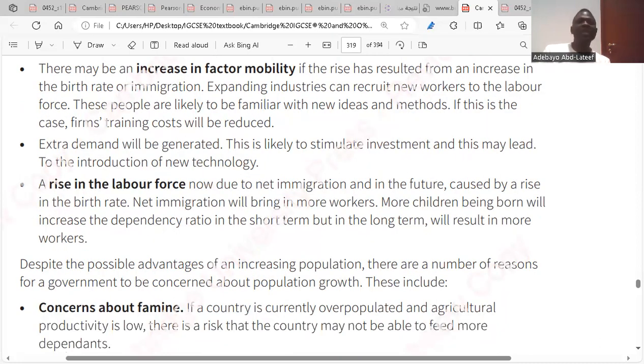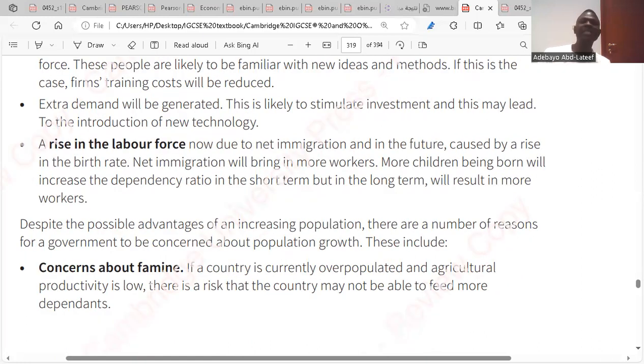The fourth point, extra demand will be generated. This is likely to stimulate investment and this may lead to the introduction of new technology. Because the population is increasing, demand in the economy would increase, and firms might think of responding to this demand. In the course of responding, they might want to introduce new technology to make things faster so that they can quickly meet the demand of customers.